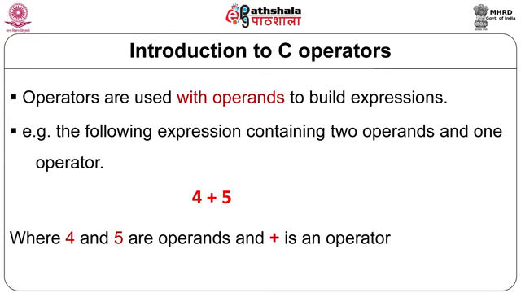Let us take a simple example of operators with operands, and these operands are used to build various expressions. A simple example is 4 plus 5. Here, plus is the operator and 4 and 5 are the operands. So this is a simple expression, 4 plus 5, and the result is 9. 4 and 5 are the operands, and plus is the symbol for the operator.